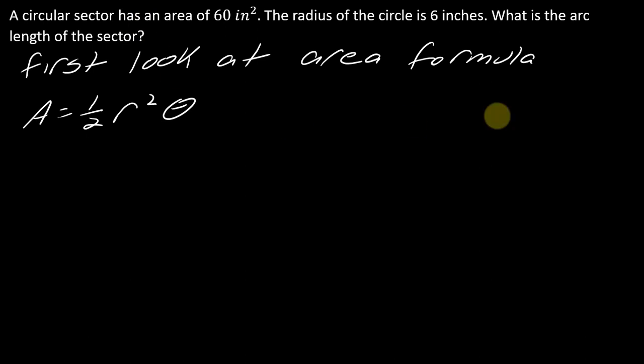Okay, so the first thing that we've got to do is look at the area formula. We start by talking about area. I just want you to notice what information we've been given. We've been given the area and we've been given the radius. So you can see just by looking at this that we can solve for theta. So you're going to solve for theta and then you're supposed to be able to figure out arc length from that.